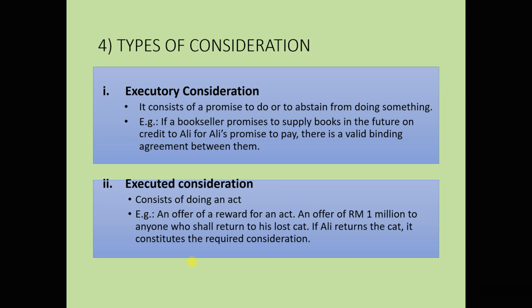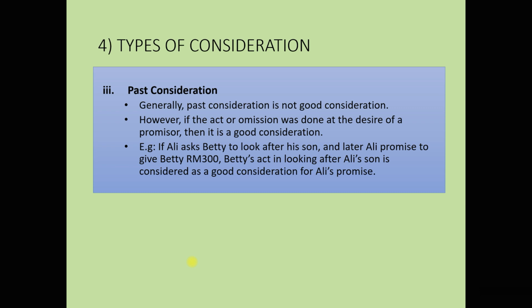Executed consideration consists of doing an act right now, at once. If I give you 10 ringgit, provided you give me the book, and you give your book at once, that is considered executed. Type number three is a little bit complicated, whereby the consideration has been made first and the promise comes later. That's why it's very complicated. For example, let me give you an example.